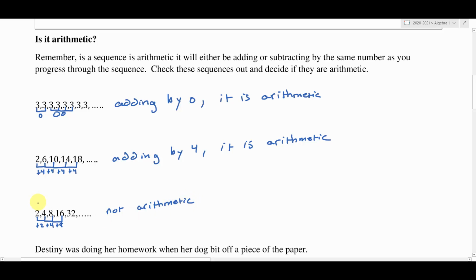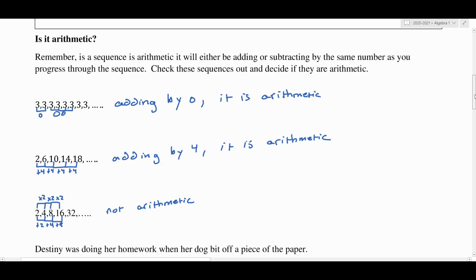You might be thinking, well, Mr. Weldon, if I look at it this way, I'm multiplying by 2, and then 4 times 2 is 8, and 8 times 2 is 16. So I'm multiplying by the same number each time. But remember, the definition of something that is arithmetic is that it has to be adding or subtracting by the same number each time, not multiplying. Okay, so don't get confused when you see a situation. It might be multiplying by the same number, but multiplying is not what we're looking for. We're looking for adding or subtracting as the pattern. All right, so let's move on.